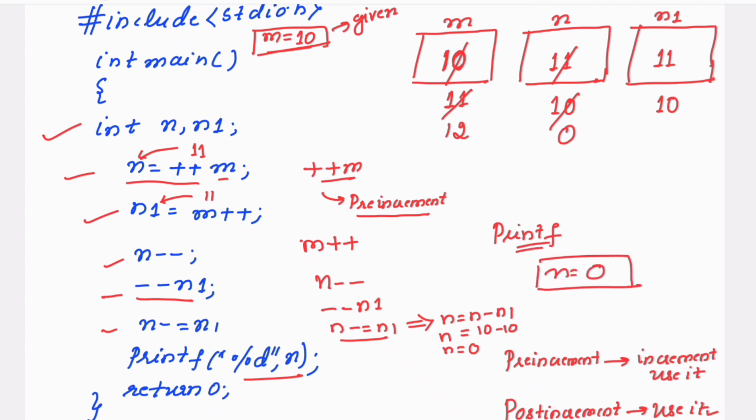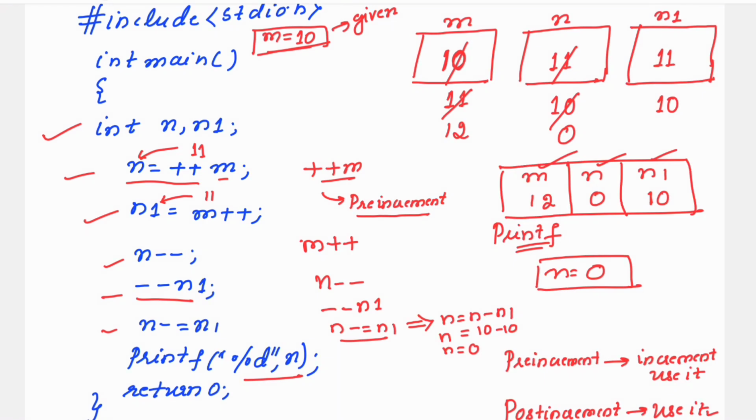So the final values, if you want to print, suppose in the same program, the values for m, n and n1, all three variables, then the m value is 12, the n value is 0 and n1 is 11. Sorry, n1 is 10. This is how you need to understand the operations of the increment and decrement operators.